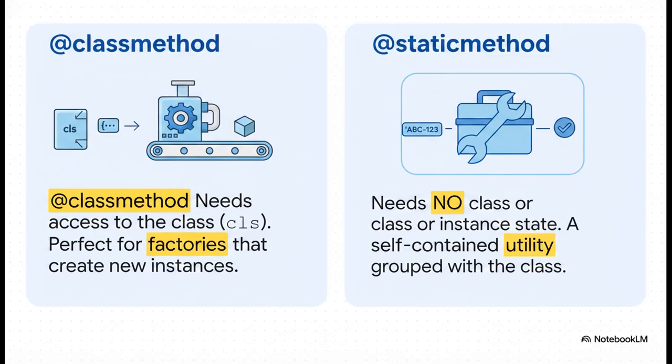So choosing between @classmethod and @staticmethod really just comes down to one simple question. Does this method need to know about the class itself? If it needs to access a class attribute, or maybe call the constructor to make a new instance, then you need cls. So you use @classmethod. If not, a @staticmethod is the much cleaner choice.